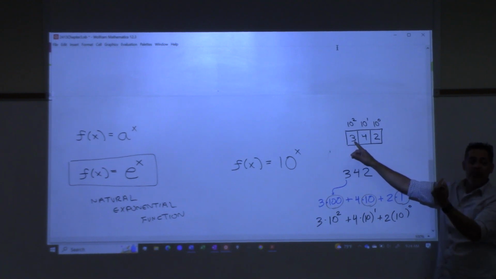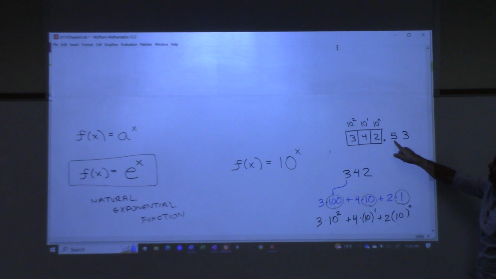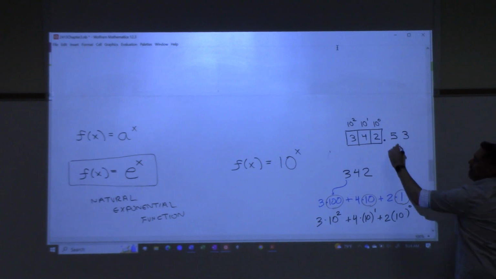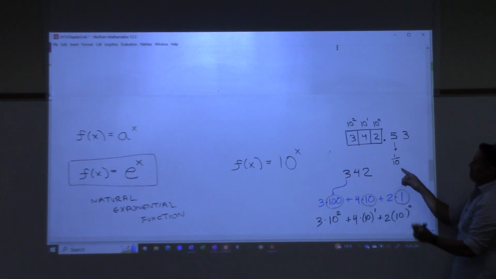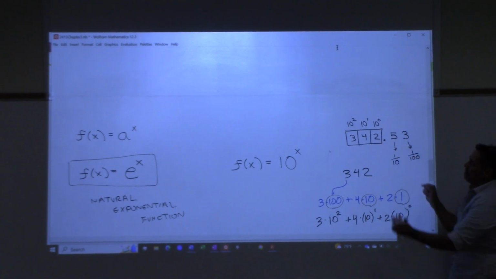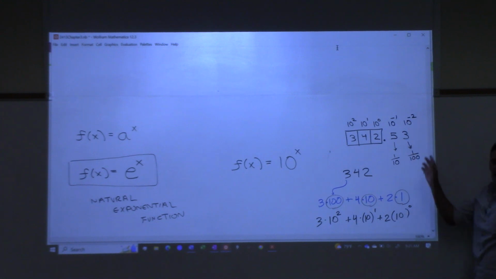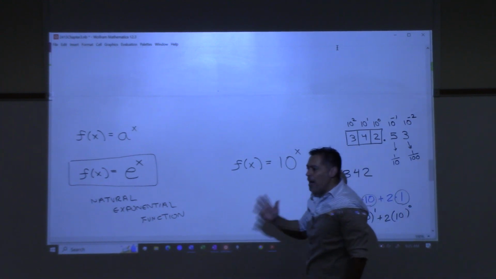But it also works on the other side of the decimal. So if I put a decimal point here, and I put, let's say, 5, 3. This is how many whats I have? Tenths. This is how many hundredths. So this is how many tenths I have, right? This is how many 1/100ths I have. Another way I could write 1 over 10 using this would be 10 to what power? -1. And this one would be 10 to the -2. Do you see how every digit is just some power of 10?